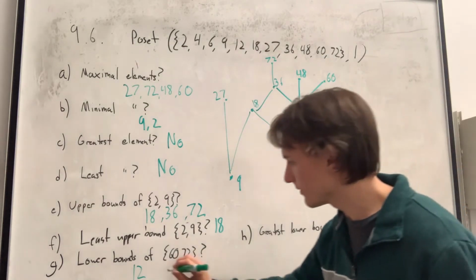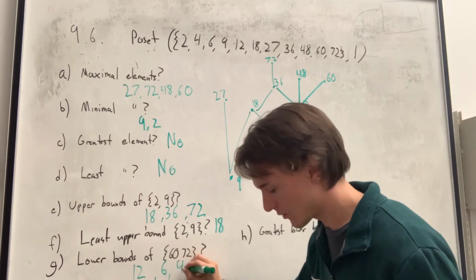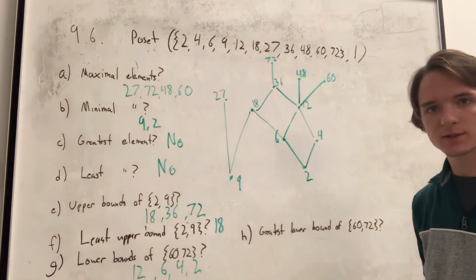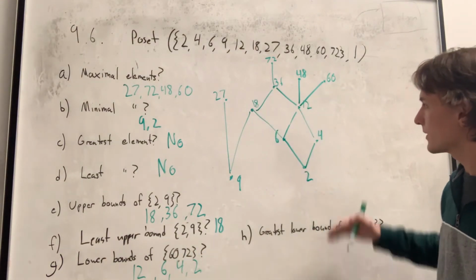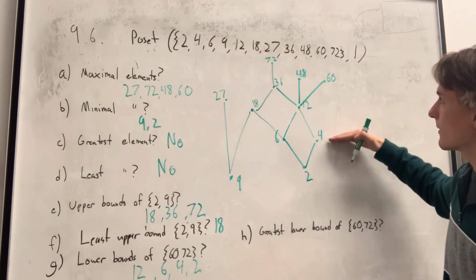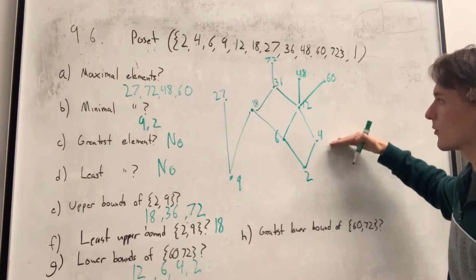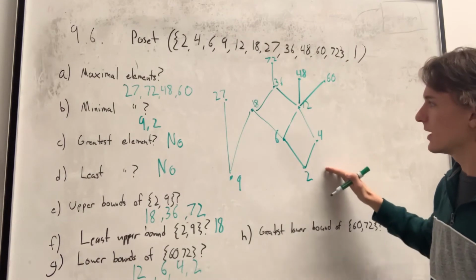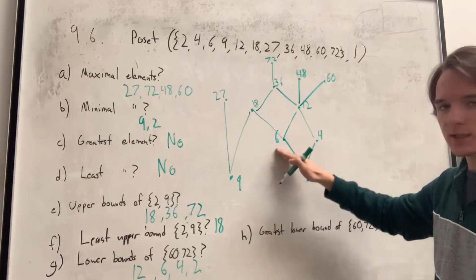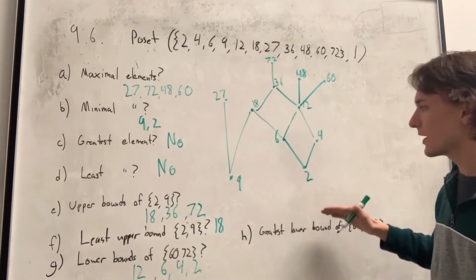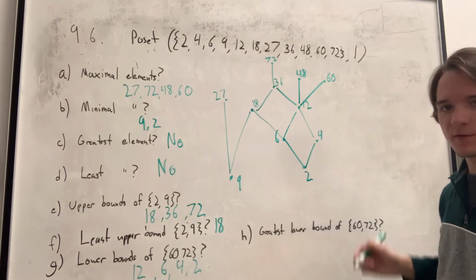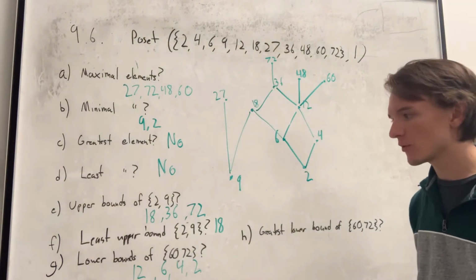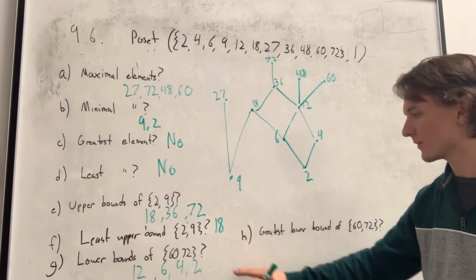Instead, 12, 6, 4, and 2 are lower bounds of both of those elements, right? Because 4 divides 60, and 4 also divides 72. 6 divides 60, and 6 also divides 72. Finally, 2 divides both of the elements as well. So those are our 4 lower bounds of 60, 72.